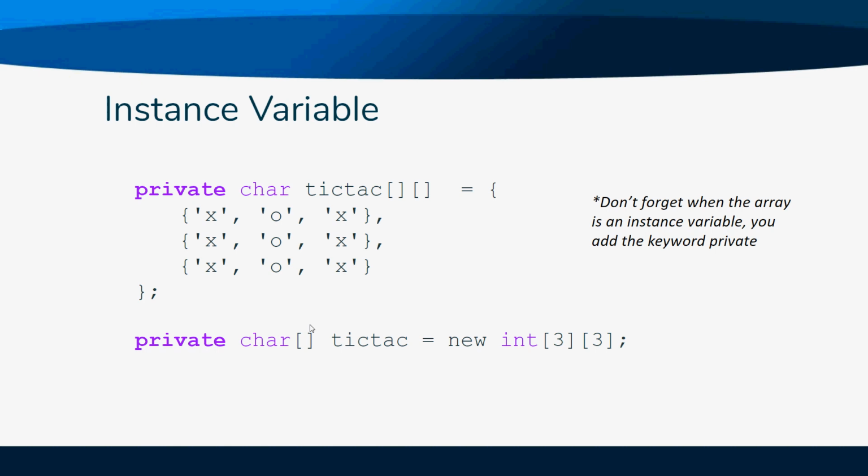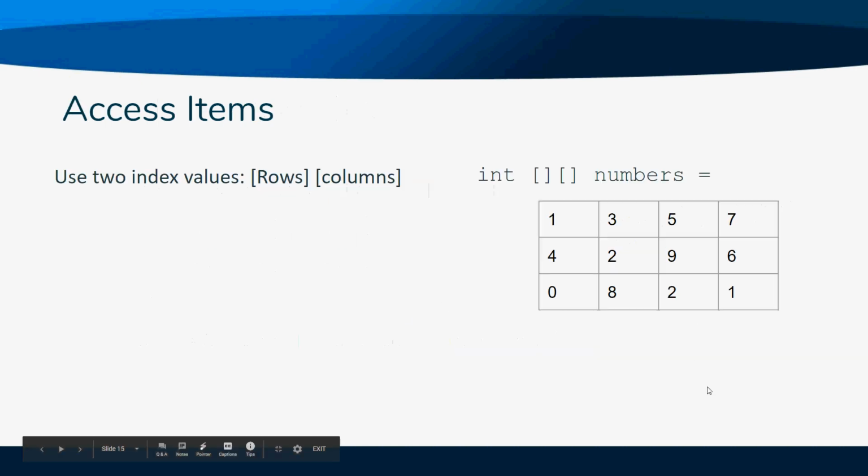Okay, if you put your 2D array or your 1D array in as a class variable, you do want to put private in the beginning of it, since it's not going to be inside of a method. So that just makes it an instance variable.